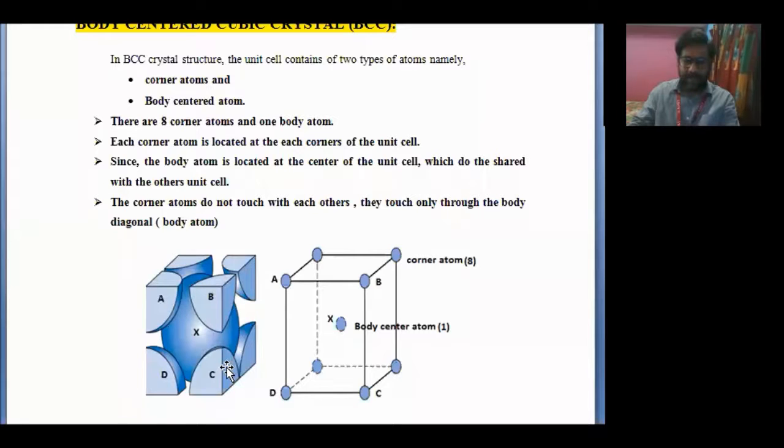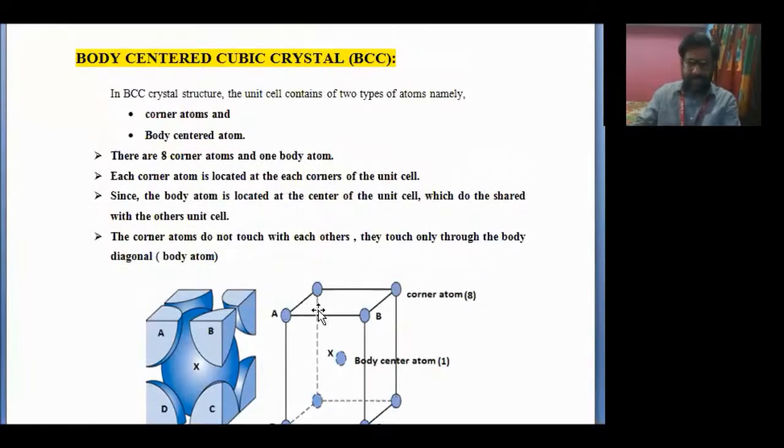Here, the corner atoms do not touch each other. We can see here, the corner atoms do not touch each other, but the corner atoms touch along the body diagonal. The body diagonal contains the body atom. The corner atoms do not touch each other, but they are able to contribute through the body diagonal. So this is the basic introduction to the BCC crystal structure.